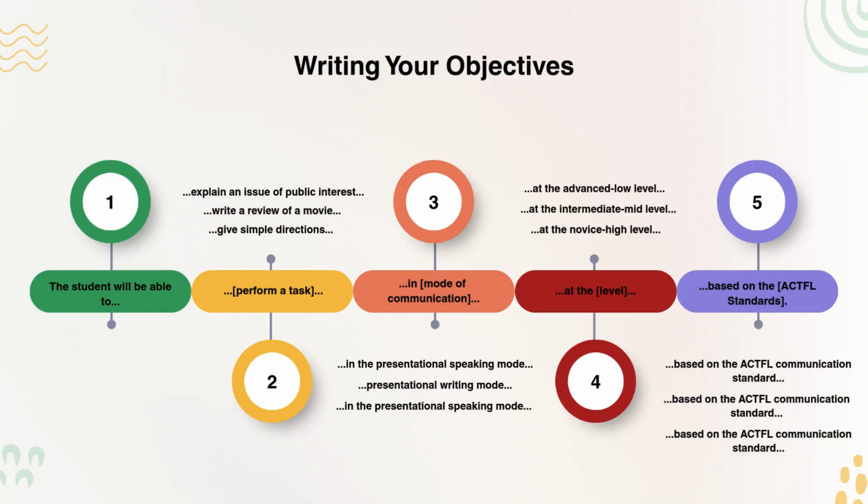For example 3, let's look at an advanced low class. An objective could be the learner will be able to explain an issue of public interest in the presentational speaking mode at the advanced low level based on the ACTFL communication standard. This objective is a great way to measure performance on a specific task and connects directly to the following can-do statement. I can explain issues of public and community interest, including different viewpoints.